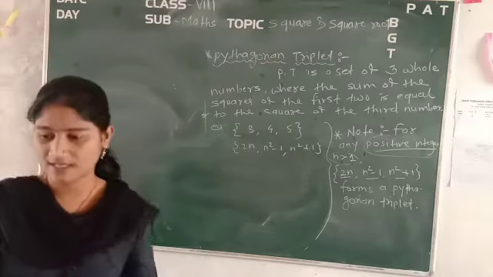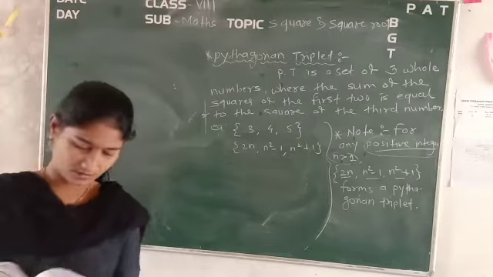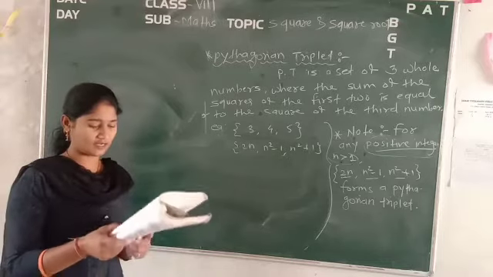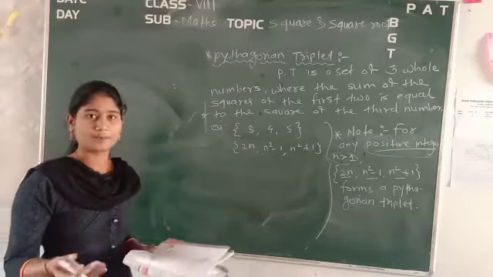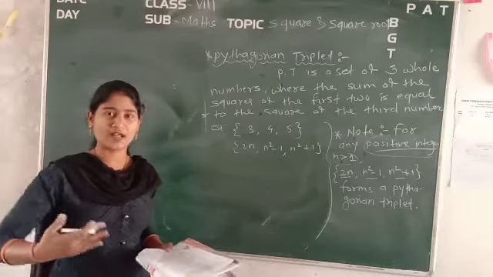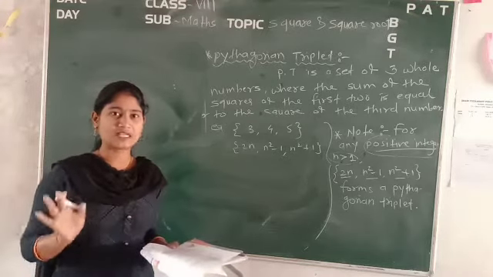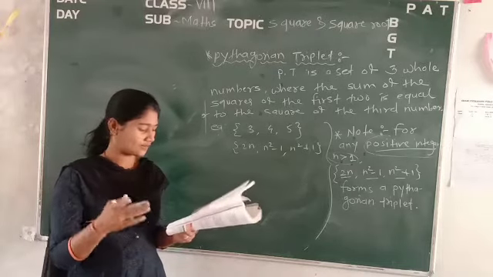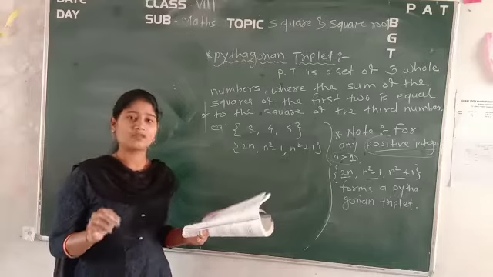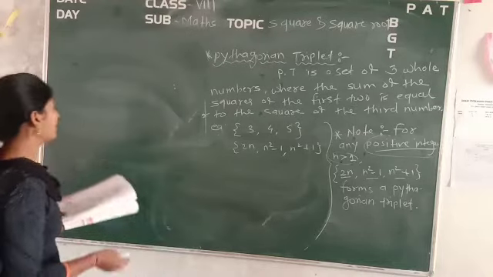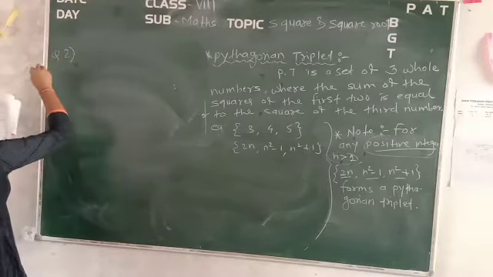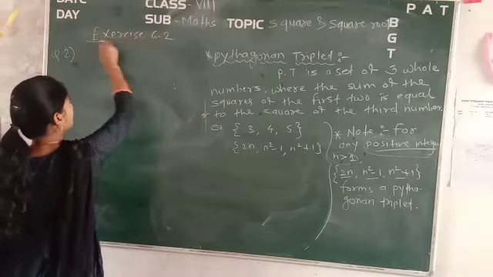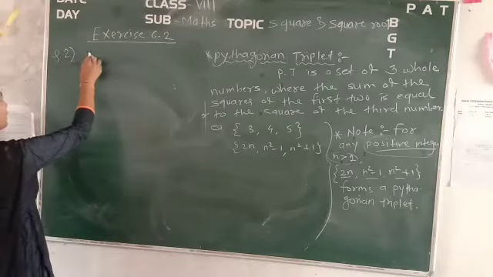Now we will see the exercise. In your exercise 6.2, the first question is to find the squares of the following numbers. It depends on actual multiplication; without actual multiplication, you have to find them out. That we will see later after this point. First, we will complete the Pythagorean triplet. The second question is to write the Pythagorean triplet whose one member is given. So we will write down question number 2 from exercise 6.2.